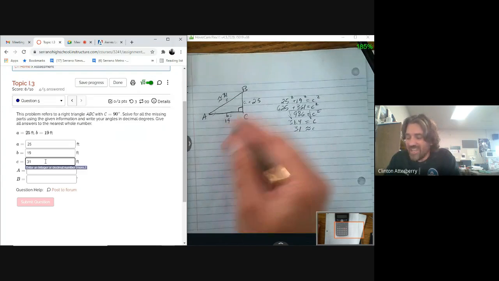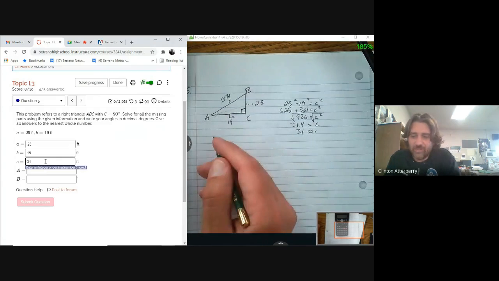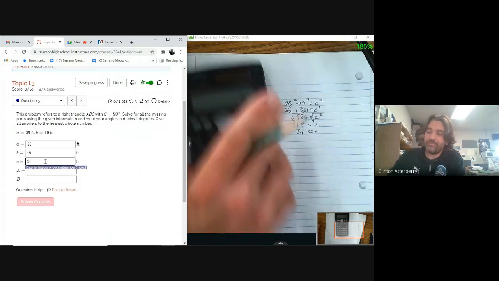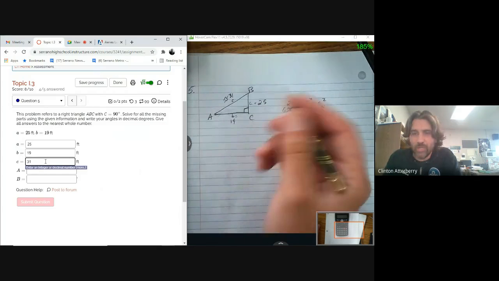So now we have angle A and angle B. How the heck do we find these angles? This is where that inverse sine, inverse cosine, inverse tangent, this is where those functions are going to be used. So let's see how that works out.